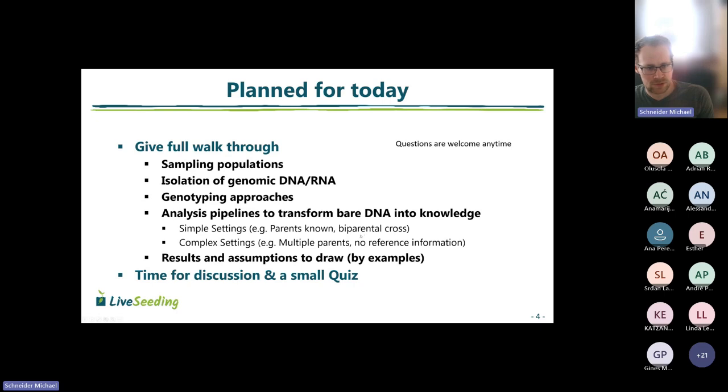And I want to discuss two different settings. One rather simple one where we know the parents and it's just a biparental cross, and a more complex setting where we have multiple parents or no reference information at all of which parents founded this population. I want to highlight also some results and assumptions which you could draw by some examples. And at the very end, there is some time for questions, and also a small quiz.